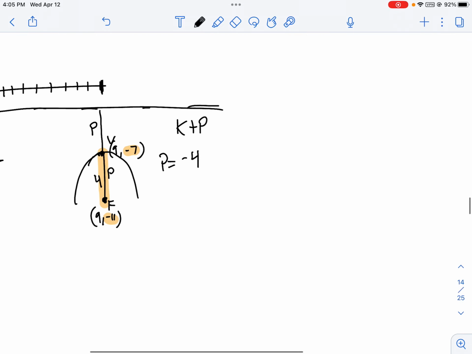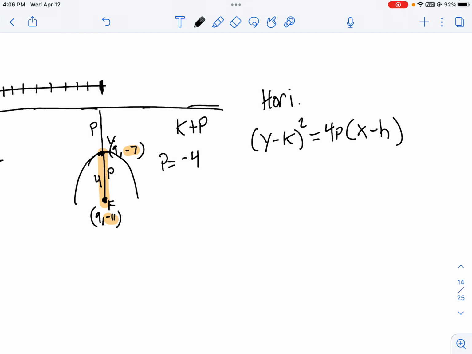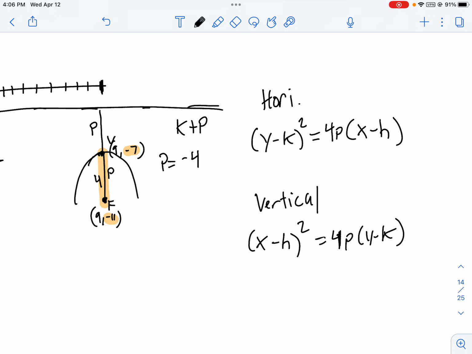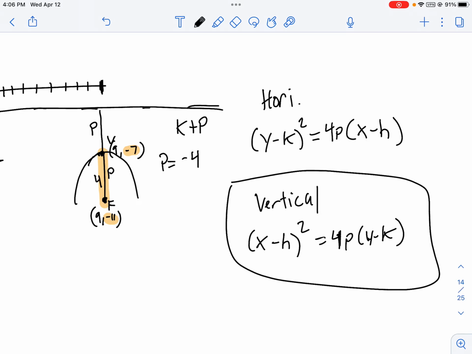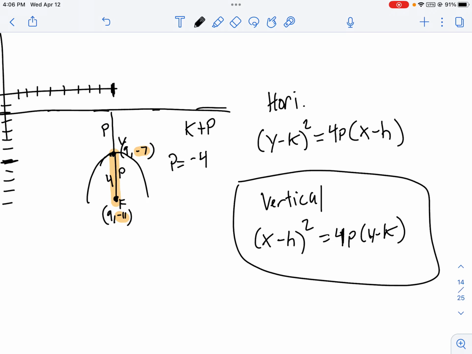Fun fact: the general equation for parabolas, you have two of them depending which direction you go. For a horizontal parabola, that's going to be (y - k)^2 = 4p(x - h). If you have a vertical parabola, which is what we're looking at here, then that'll be (x - h)^2 = 4p(y - k), where the square is going to be on the x and the 4p is with the y. Okay, so this is what we're looking at because we have a vertical parabola.